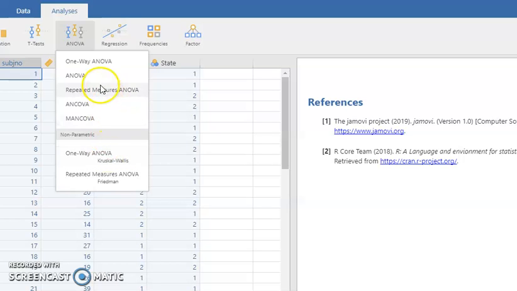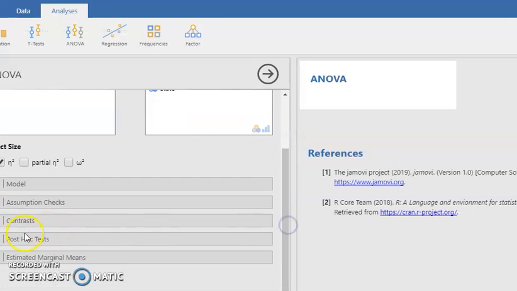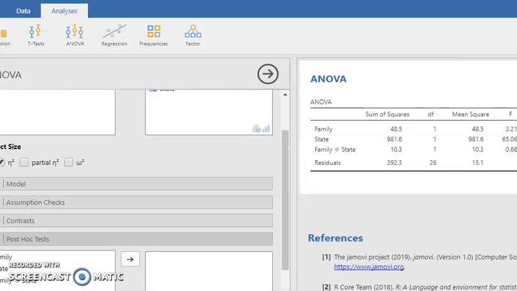So we are going to go to ANOVA, and then we are going to put family and state as our factors, and we are going to do mutual friends as our dependent variable. Of course, we want effect size eta squared. Another thing that I'm going to put in is I do not need a post hoc for family or state because those are two levels. When you have two levels, you get a significant F. You know they're different from each other.